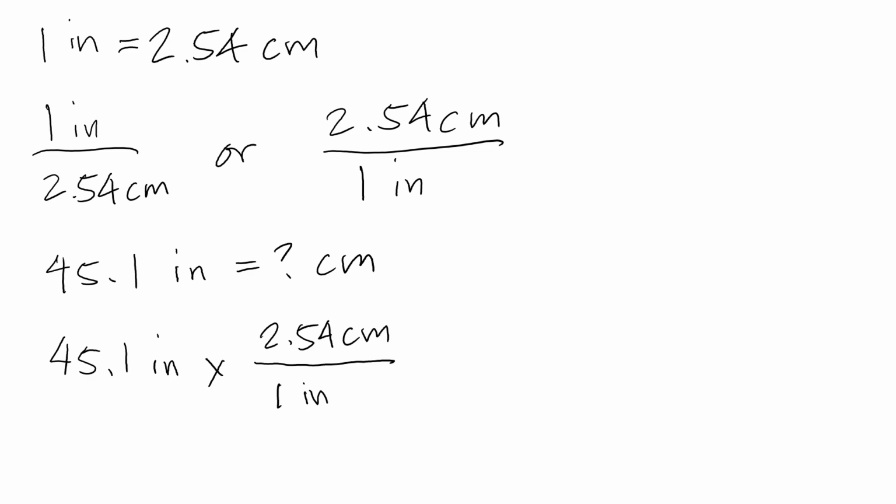So when you do the calculation, it should be 45.1 inches times 2.54 centimeters divided by 1 inch. And you can cancel inches. This gives you 114.6 centimeters, or 115 centimeters with the correct number of significant figures.